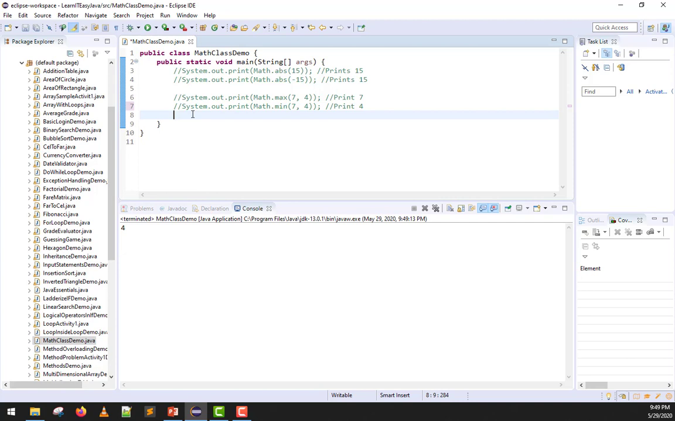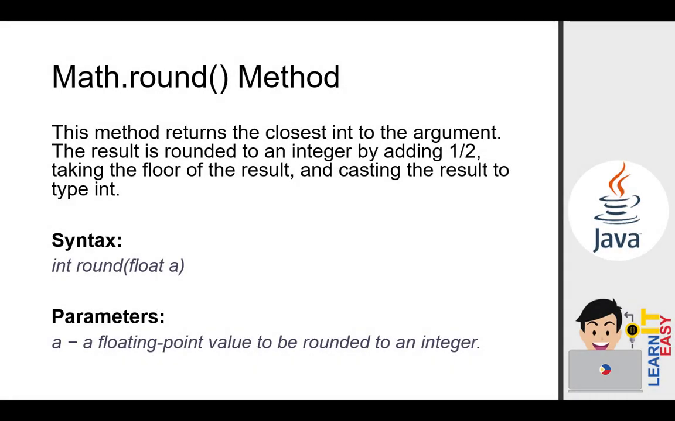Again, 100 times kung sasabihin to, paulit-ulit, using the method, which is max method and min method, is better than doing it by yourself. Mas maganda kasing implementation plan nila, kaya mas efficient yung paggamit sa kanila. Next, we have the round method. This method returns the closest integer to the argument.